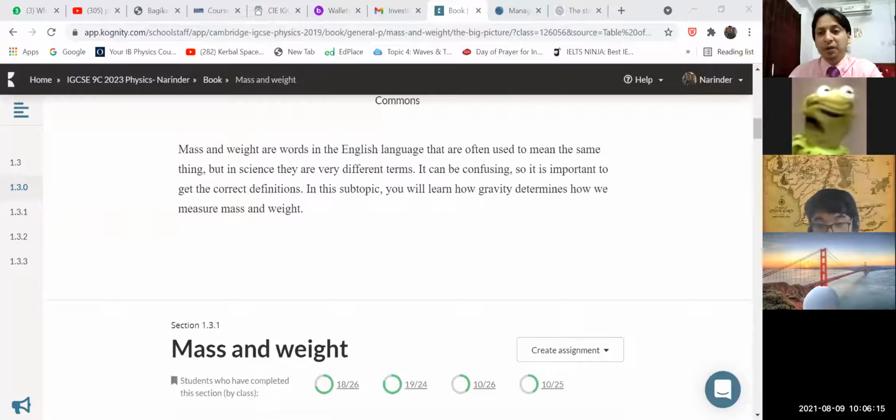Now here, students, you have seen in our normal discussions with our friends and parents, when we speak with a person who is not aware of physics or science, they consider that mass and weight are the same thing. We consider in normal language that mass and weight are the same thing. But in physics or in science, both terms are different, and there is a huge difference between them. And what the differences between mass and weight are, we are going to study here.